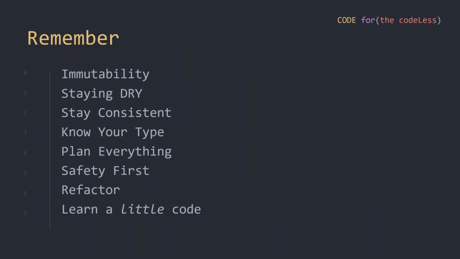So in review, we talked about immutability, which is making sure that our data is the appropriate one and isn't going to change and break everything. Don't repeat yourself. Stay consistent with your data across everything you're building. Make sure you know what data types to use. Plan everything in advance, especially in part of that planning, make sure that you're including security. Don't be afraid to go back and refactor, and then experiment with at least a little bit of code and you'll go far.